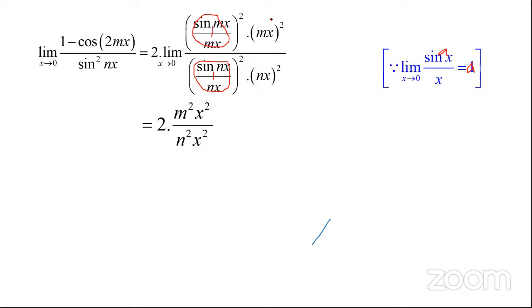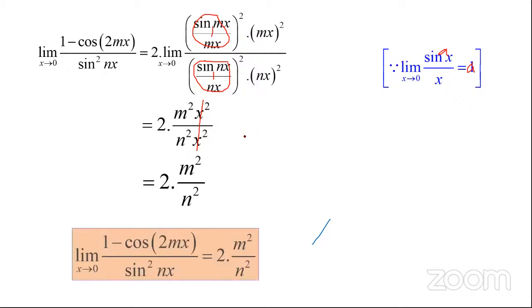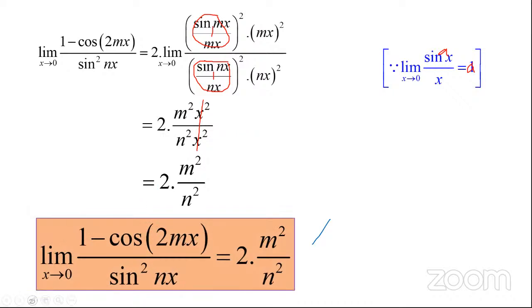1 square is nothing but 1, and the remaining values are m square x square from the numerator and n square x square from the denominator. So these x square will get cancelled. Then you will get 2 into m square by n square. This is the required answer.